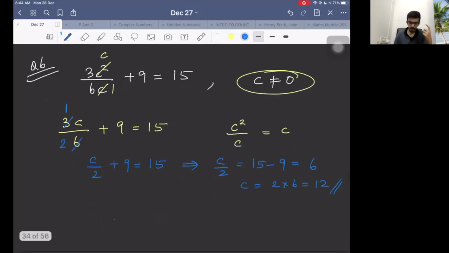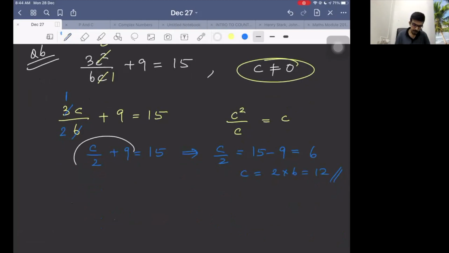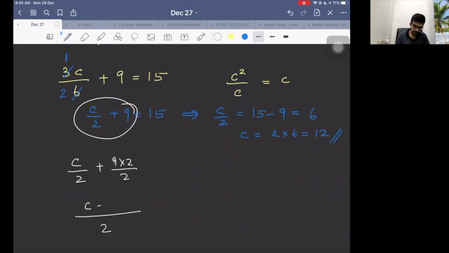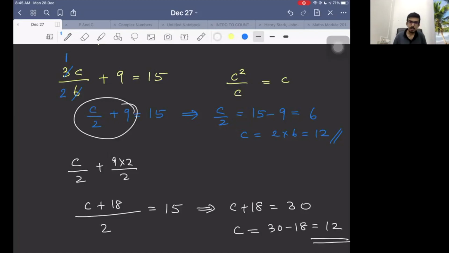Now, I want to suggest something in this question. When you see an expression of this kind, it's tempting to make a common denominator and solve. It is tempting to write this as c by 2, then the 9 can be written as 18 by 2. Now we have c plus 18 by 2. It is tempting to write in this way because there are 2 terms in the denominator. You may want to add those as fractions and represent as a fraction. Now you can cross multiply. C plus 18 is equal to 30. Now c is equal to 30 minus 18. Here also we'll get 12.